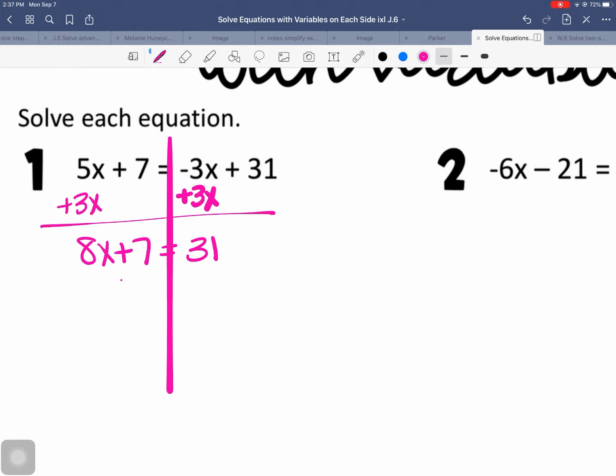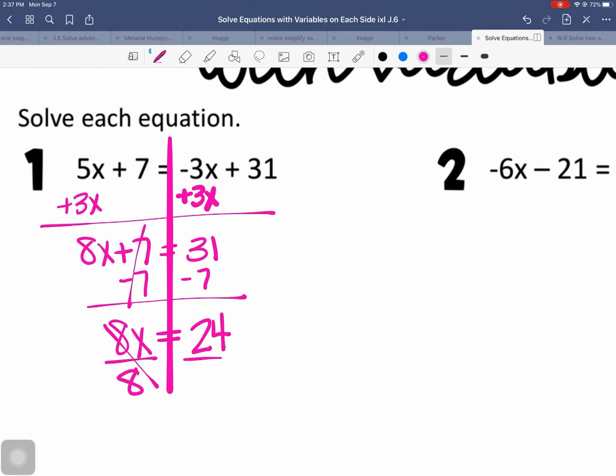Now, I'm going to subtract 7, so I have my constants on the other side. And I'm left with 8x is equal to 24. Divide both sides by 8. X equals 3. Again, this needs to all be in your notes, so you'll have it when you're doing your iExcel practice shortly.